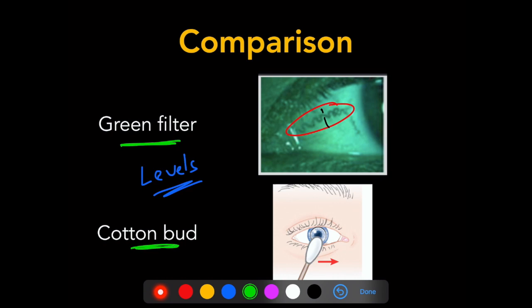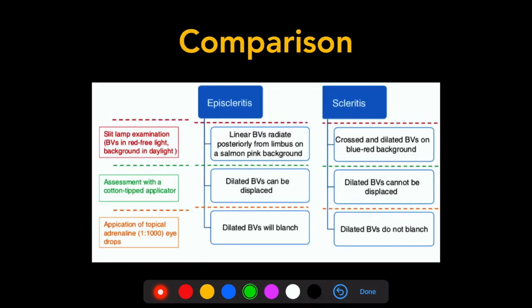This cotton bud can be used to move the conjunctival vessels over that underlying sclera. The conjunctival vessels will move, the episcleral vessels will move over the underlying structures, whereas in scleritis, the deeper episcleral plexus or the scleral plexus vessels will not move because they're adherent to the sclera. So that's what I've told.